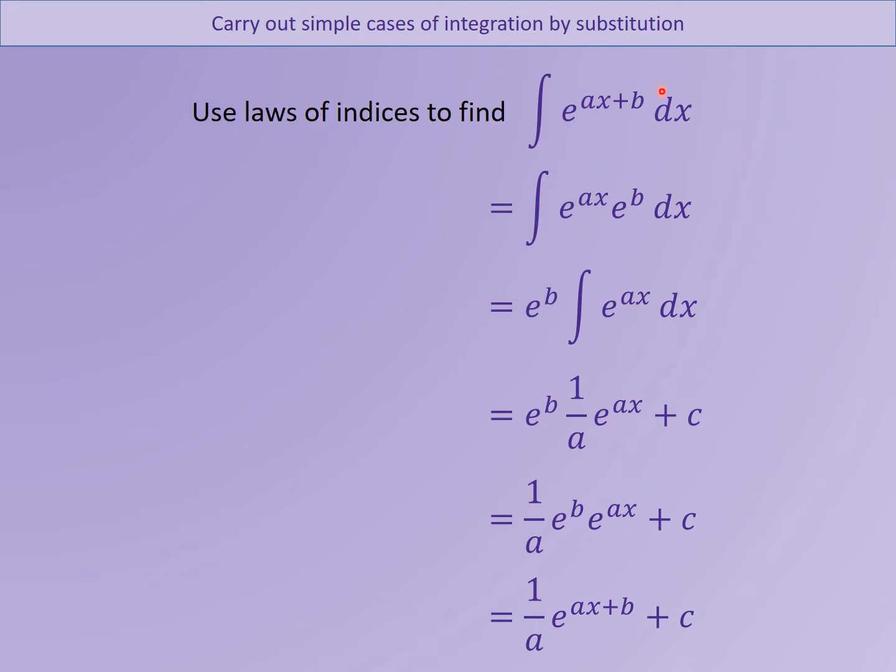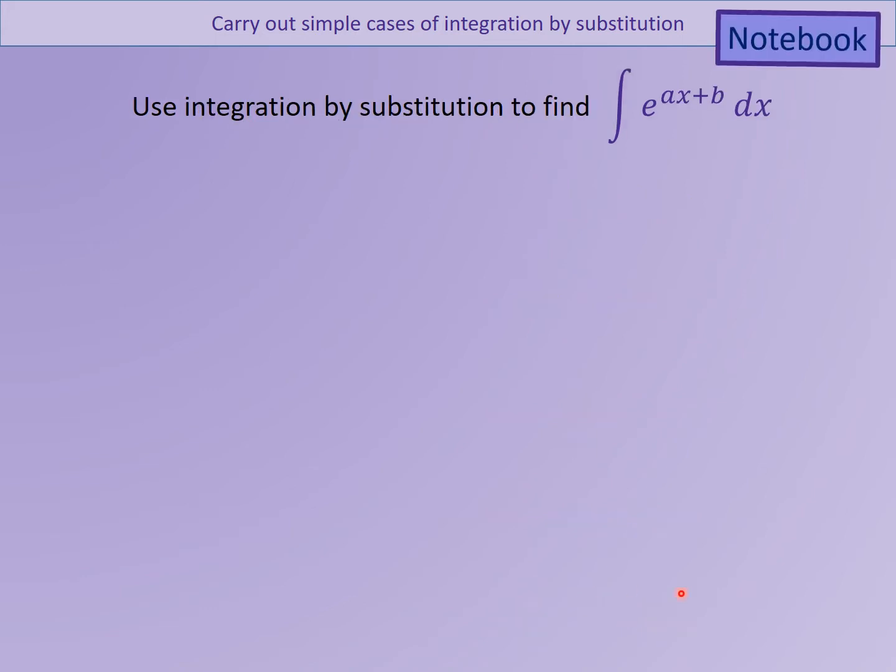So if I'm integrating e to the ax plus b, then the answer is just going to be 1 over a e to the ax plus b. And you'll probably notice that the differentiation of ax plus b is a, and that's why you're dividing by a there. So this works out quite nicely. What we're going to look at is proving that result using something called integration by substitution.